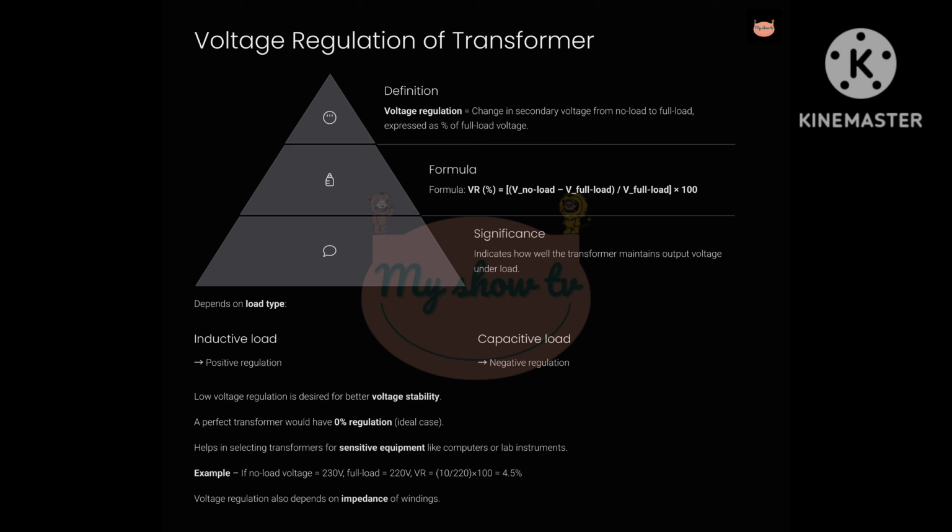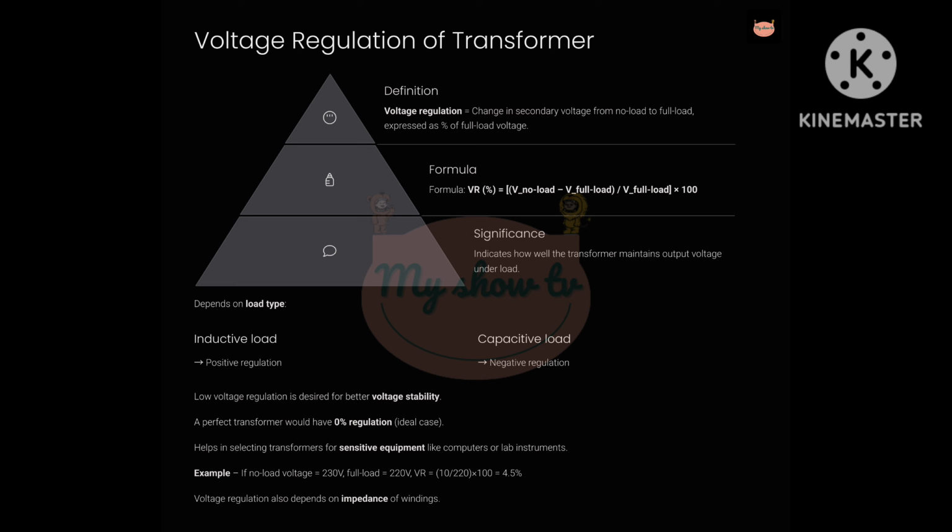1. Positive voltage regulation, common with inductive loads like motors, voltage drops under load. 2. Negative regulation occurs with capacitive loads, where voltage may rise slightly under load. 3. Voltage regulation also depends on the power factor of the load. 4. A good transformer has voltage regulation under 5% for most applications. 5. Helps choose the right transformer for sensitive equipment.